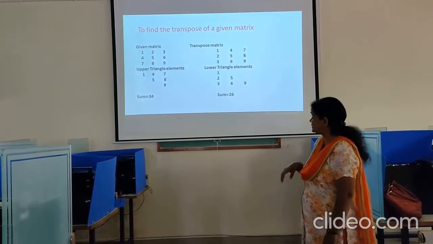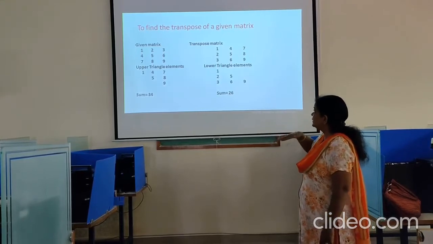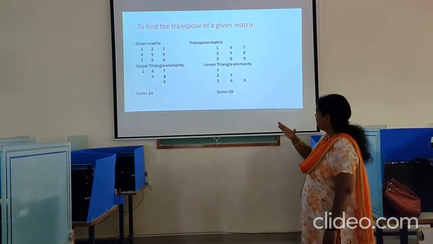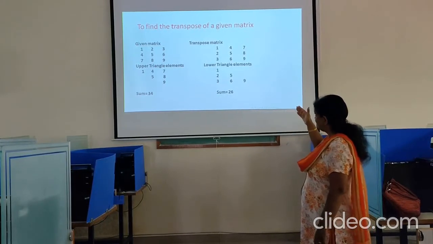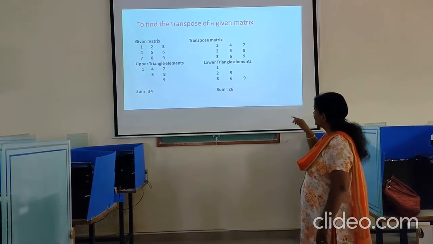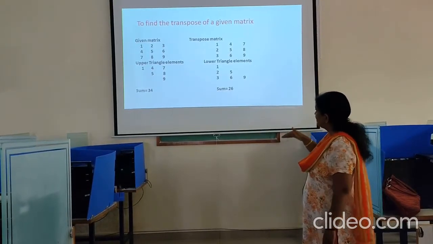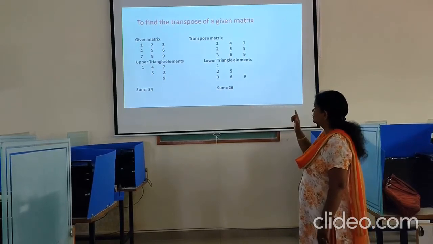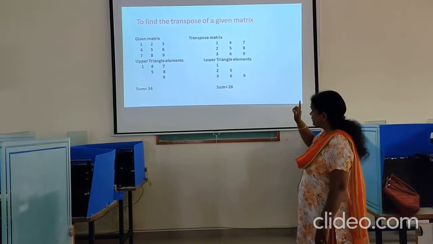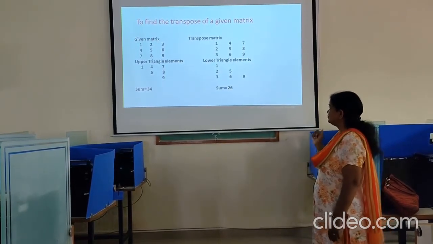Transpose of a matrix is nothing but the rows of the given matrix becoming the columns of the transpose matrix. So here 1, 2, 3 in the first row has become the first column in the transpose matrix. 4, 5, 6 in the second row of the given matrix will become the second column. 7, 8, 9 in the third row will become the third column. So the given matrix and the transpose matrix you can see here. So in the program we need to do that: we have to transpose a given matrix and display it.